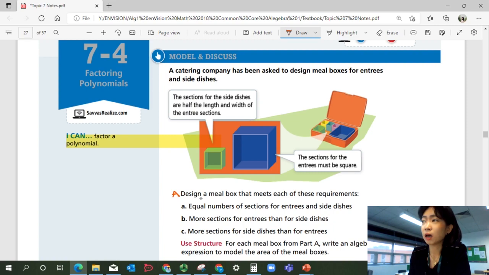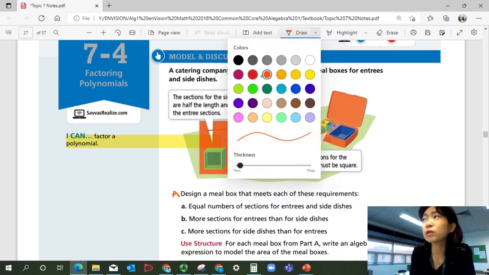Part A. Equal numbers of sections for entrees and side dishes. So you want equal numbers of sections for entrees and side dishes. So numbers. It doesn't have to be the same area. But we want the same numbers of entrees and side dishes. So we know that the sections for the side dishes are half the length.